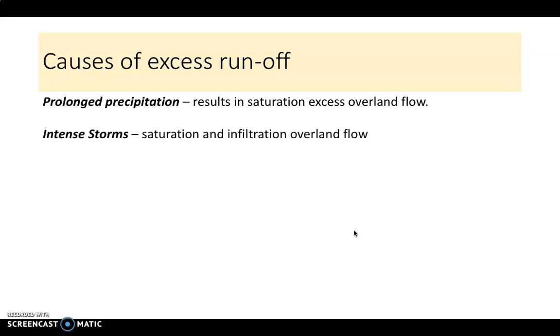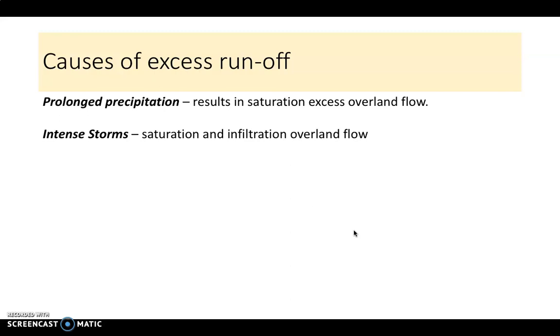The second one is intense storms. So this is slightly different to the first one. Prolonged precipitation is where it rains for 4 or 5 days in a row, or it rains for 3 or 4 weeks in a row. Here we're talking about intense storms where it might just be over a period of an hour or even half an hour, where you get really heavy rainfall. And that is going to result in two things. One, if you get lots of rain, maybe you have a hurricane and you have 48 hours worth of rainfall, the ground might become so saturated you get the same problem as before. So you get saturation excess overland flow.